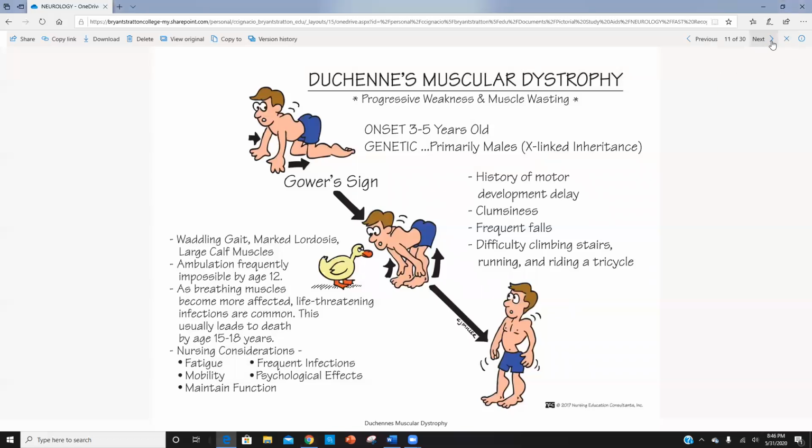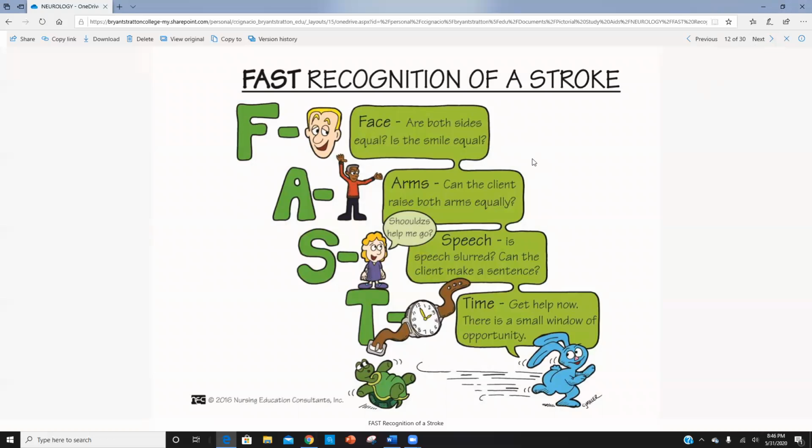All right, the next slide is speaking to FAST as far as recognizing a stroke. So FAST, the F stands for face. You have them smile or puff their cheeks out. Arms is the A. Can they raise both arms? And then the S is speech. Is their speech slurred? Can they make a sentence? Are they making sense? Is it coherent and logical? And then T is the time. You have to get help immediately because the medications that must be administered have a specific time frame that they're limited to. So you have to get help immediately.